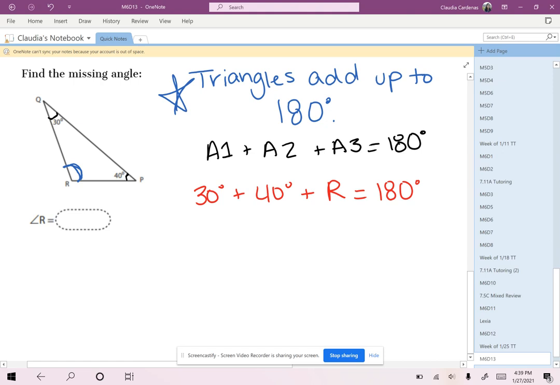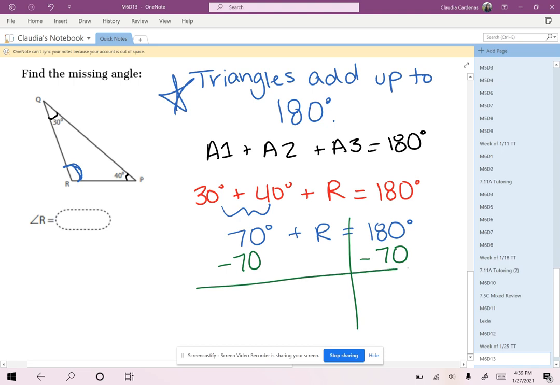So now that we have our equation, how do we know how to solve for our missing variable? Well, let's go ahead and combine what we have and figure out what we have left to find. So I know 30 plus 40 is 70. So that means those two angles add up to 70 degrees, and we still need to find that R. So I know that if I take away 70 degrees from 180, using inverse operations, I can find out what is left over. So angle R equals 110 degrees.